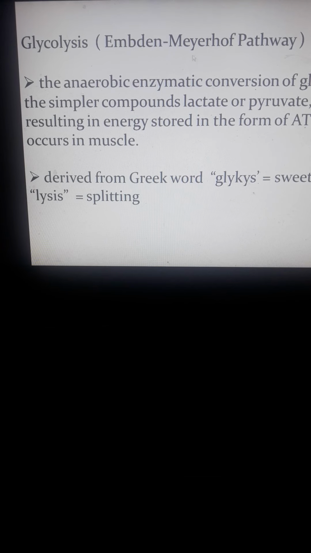Next. So glycolysis. So we will discuss this one. The Meyerhof pathway, an anaerobic enzymatic conversion of glucose to simpler compounds, lactate or pyruvate, resulting in energy stored in the form of ATP, as occurs in the muscle. It is derived from the Greek words glykis, meaning sweet, and lysis, meaning split. So glycolysis is the Meyerhof pathway. Okay? So we have 10 steps and we go through them one by one.